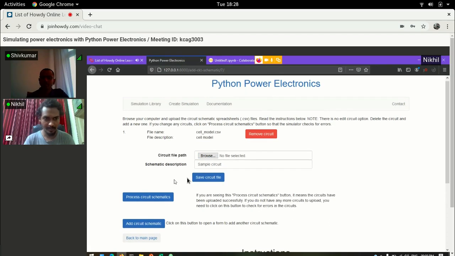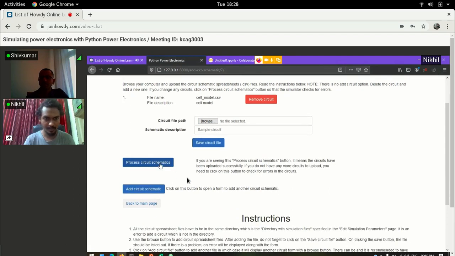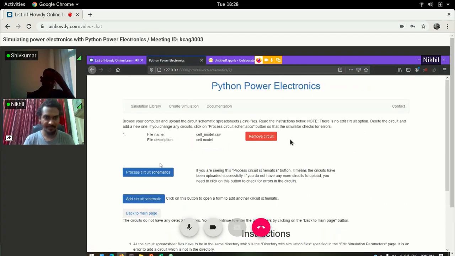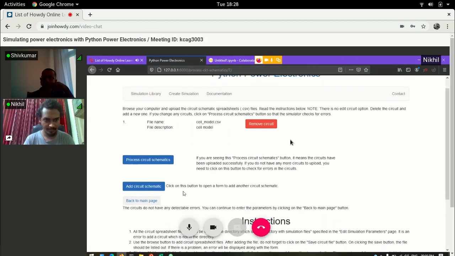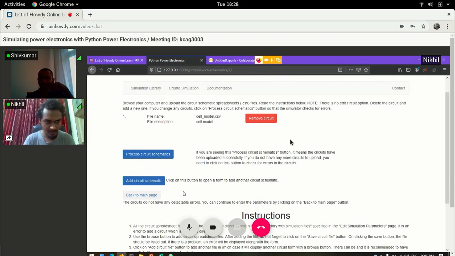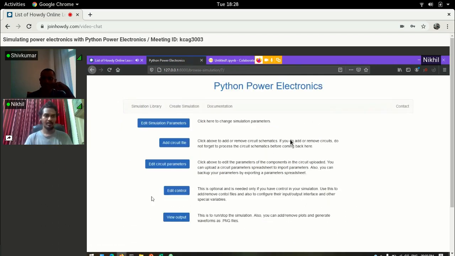Okay, good. Yeah, you just have to click process circuit schematic. Okay, no detectable error. Okay, let's keep going. So, go to edit circuit parameters.